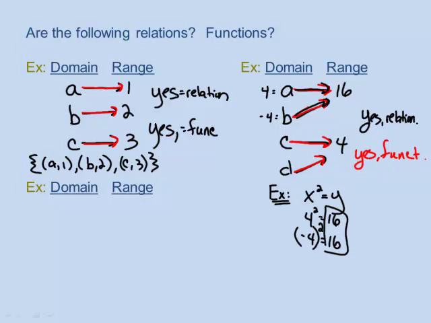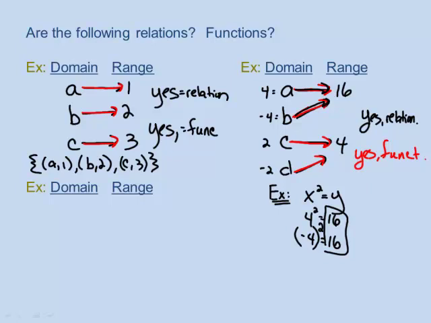Okay? Or here, C could be 2 and negative 2. You get out the same y value, but as long as you're just getting one answer out for each x, then you still have a function. And that, of course, could be listed in ordered pair form as well, if you wanted to.